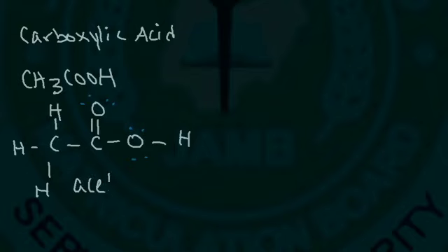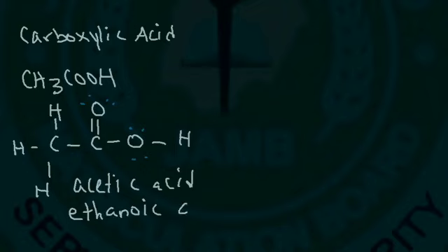The common name for this substance is acetic acid. If you want the IUPAC name, there's 2 carbons, which represents ethane. So instead of ethane, it's ethanoic acid. You add oic for carboxylic acid.